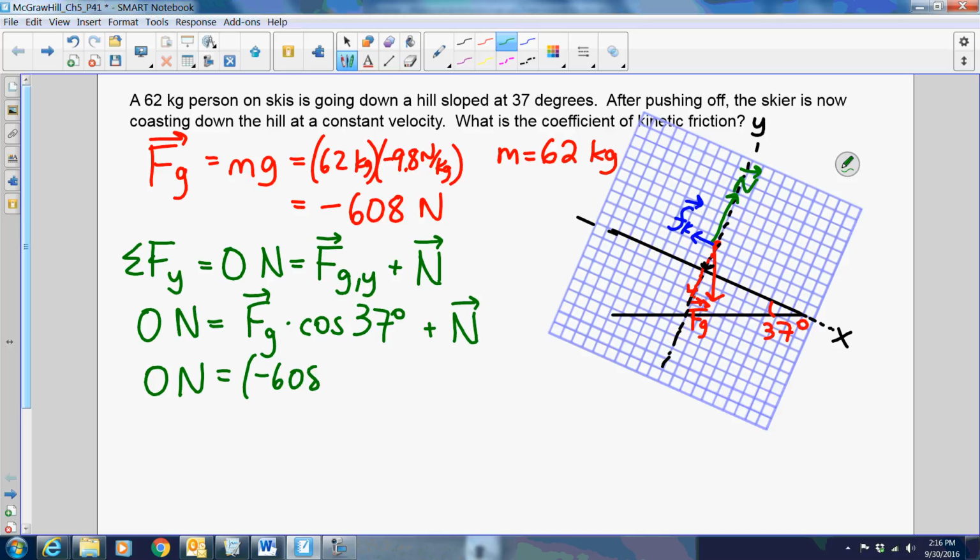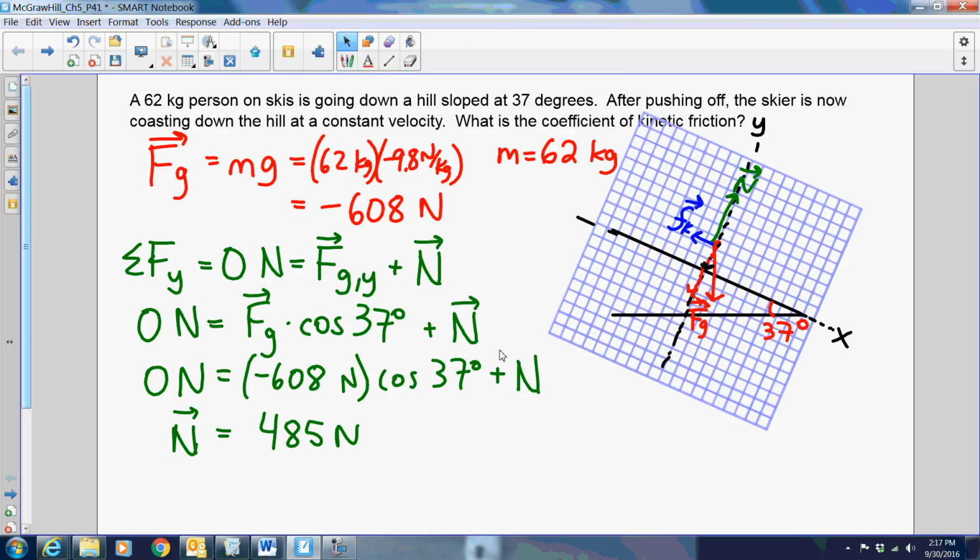negative 608 newtons times cosine of 37 degrees plus the normal force would have to sum to 0. Okay, so if we calculate that, we get that the normal force then must be positive or up 485 newtons. Okay, that's one piece of the puzzle.